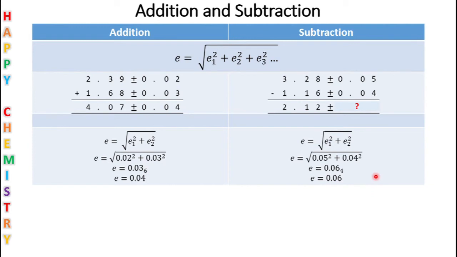Now we will see where the error occurs with respect to the arithmetic answer. The arithmetic answer has 2 decimal points. The error also occurs at the second decimal place. Therefore, the final answer can be kept for 2 decimal places, and the final answer is 2.12 plus or minus 0.06.